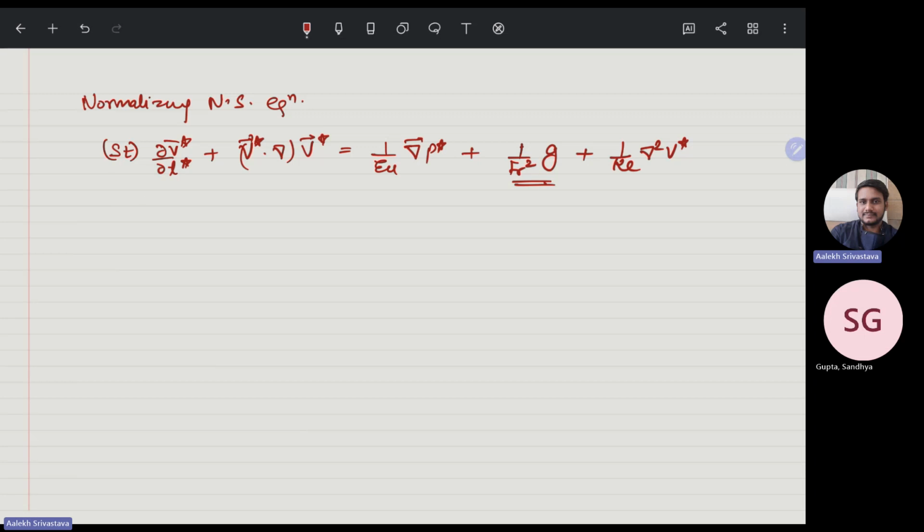So this is the coefficient of the unsteady state inertial term. Here the coefficient of the convective term is 1. Here it is 1 by Euler number and 1 by Froude number square, so this is for the gravity term. This is 1 upon Re for the viscous term. So I hope you can solve your assignment problem. Most of the things are discussed from there only.